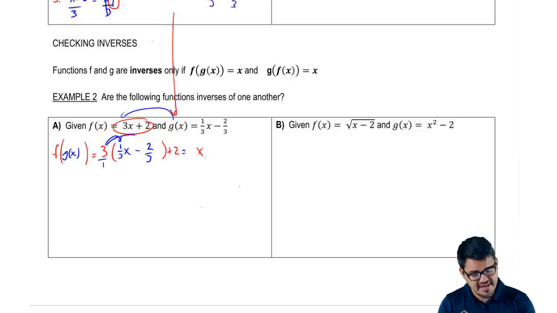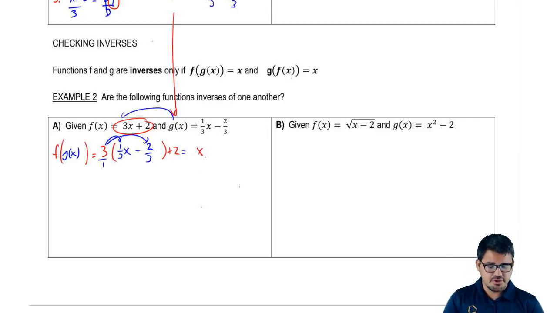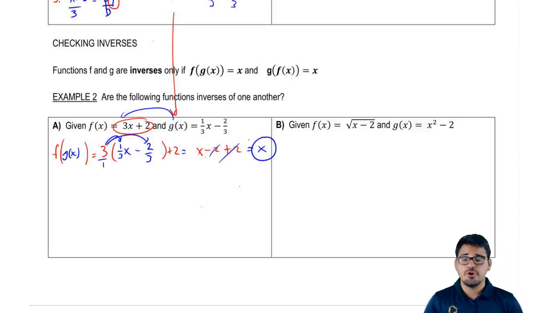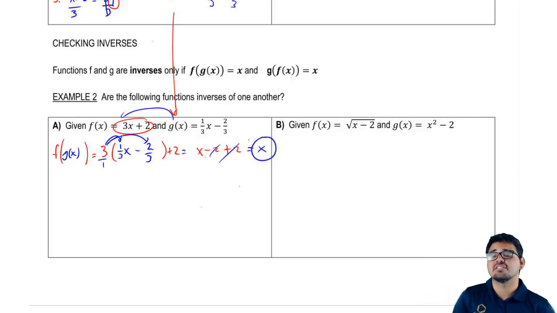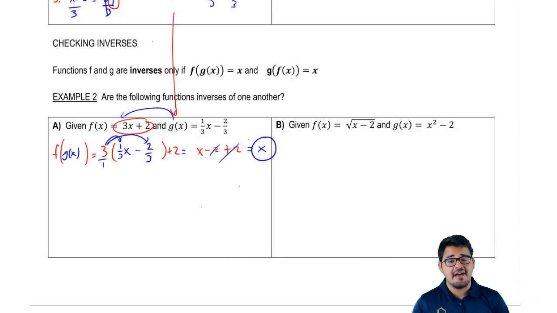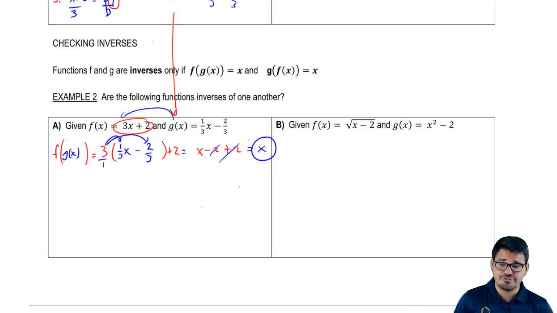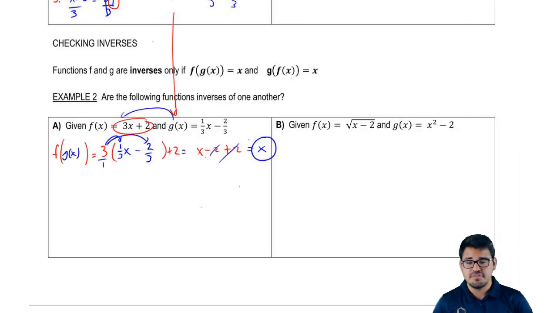And now I'm going to distribute the second number, which is 3 times 2, which is 6. 6 divided by 3, 1 times 3, which is 3. So 6/3 just gives me minus 2. And then I have a plus 2 outside, so I'm going to go ahead and cancel this negative 2 and this plus 2, giving me an answer of x. So my f of g of x is x, so I am halfway done with checking that this is an inverse, that I did my work correctly in the previous part.